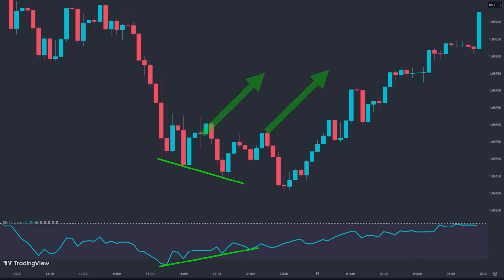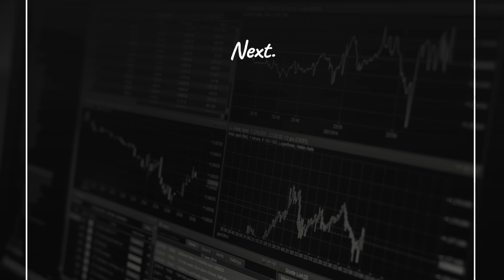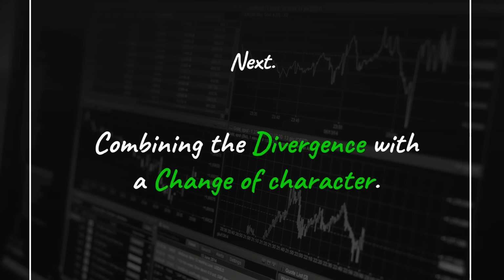Now, that's why we combine the RSI divergence with the reversal concepts of smart money trading to confirm our entry. This makes our trading plan stronger, helping us find better times to enter the market with more confirmation and confidence. So, let's continue with the next topic, combining the RSI divergence with a change of character.